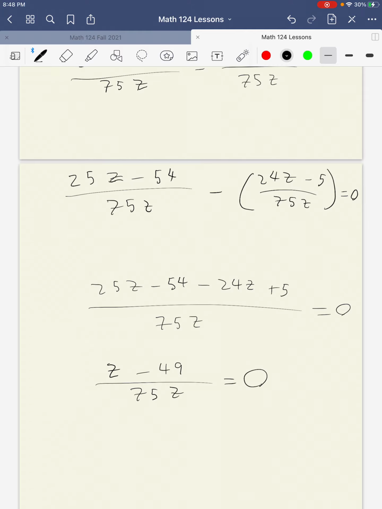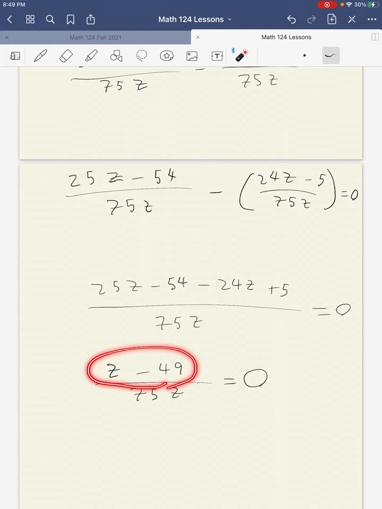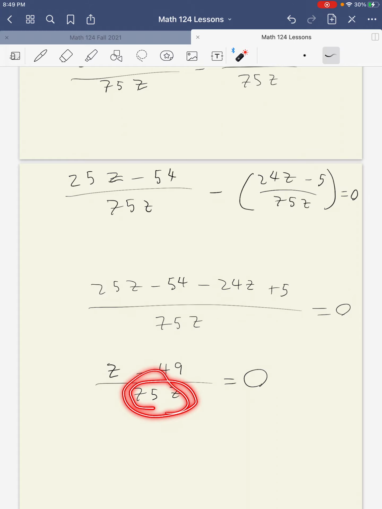Okay, so now the equation is pretty easy to solve. What do we do here? Well, we have a z on the bottom and a z on the top, and the whole thing equals 0. Let's just think about that. We're never allowed to divide by 0, so there's no way this will give us the 0 that we have on the right-hand side.